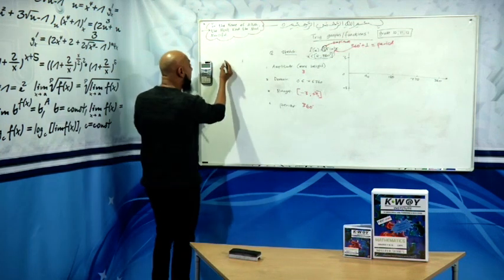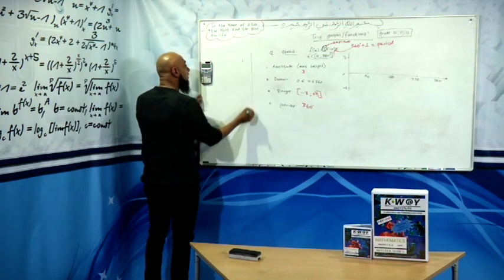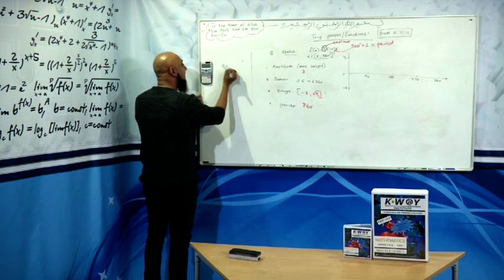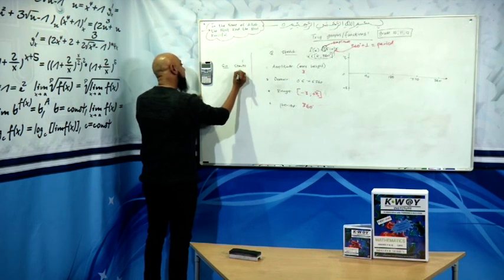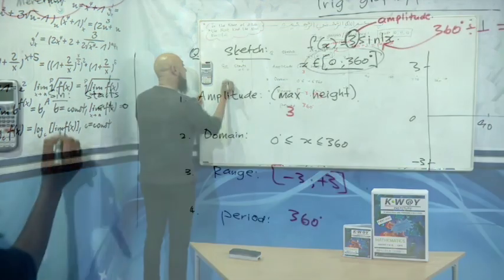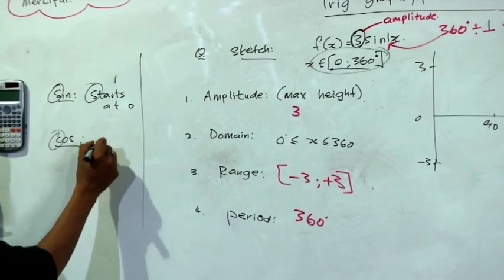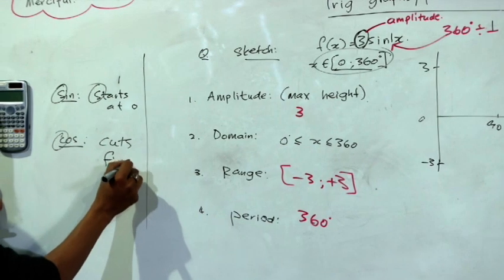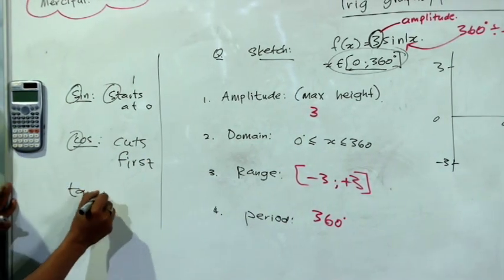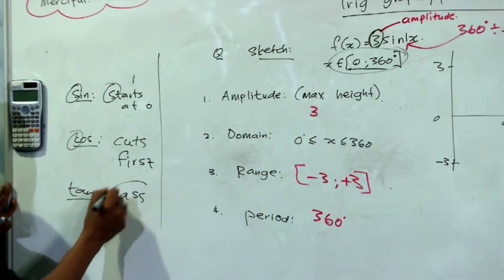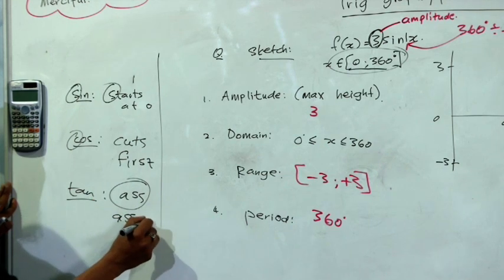So let's just put it down here on the side, just to show you the sine graph. S for sine will help you to remember it starts at 0. C from the cos shows you that the graph cuts first. And then we said tan's S. Right, the tan graph has got asymptotes.